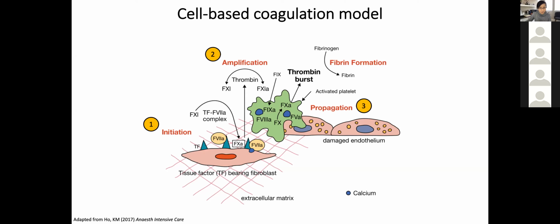In the third step, propagation, aggregation of these activated platelets and the further generation of these previously activated factors results in a massive thrombin burst. And these activated platelets are also linked by fibrin. And then a clot is formed.